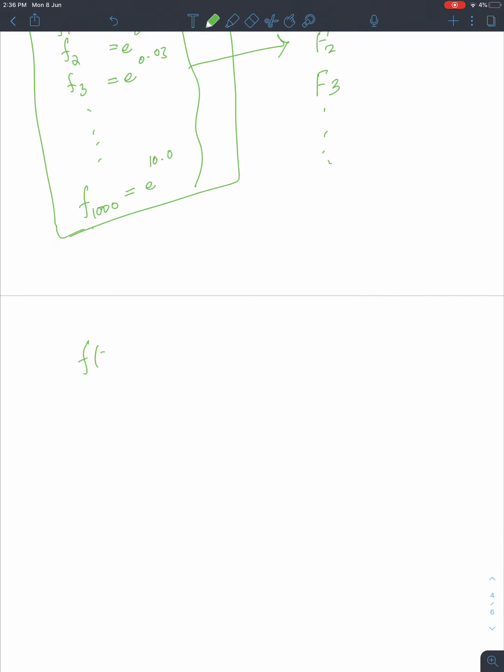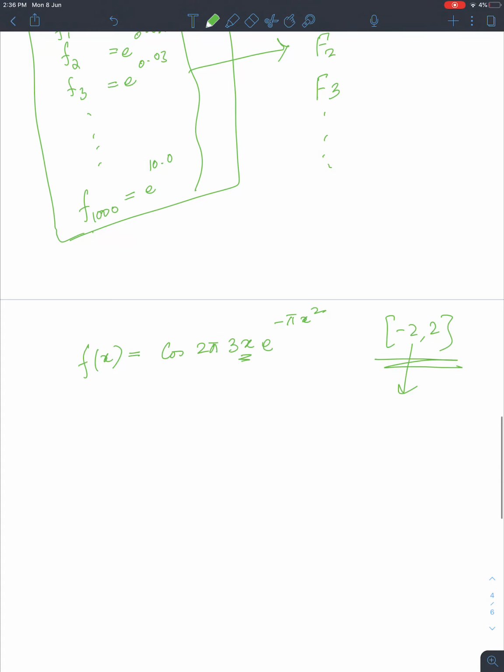The second question is f of x equal to cos of 2 pi 3x e to the power minus pi x square. The range is given as minus 2 to plus 2, so x goes from minus 2 to plus 2. You can again divide it into different parts, where the first value of x will be minus 2 and the last value of x will be 2. You have to decide how many data points you want to put. If I want to do it manually, of course, these are the values I'm going to choose.